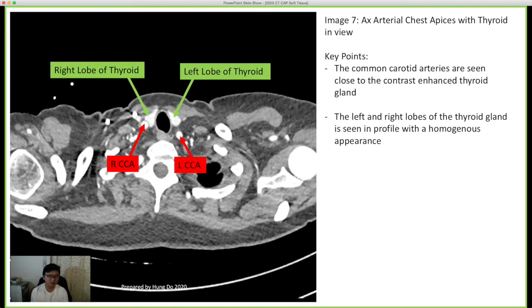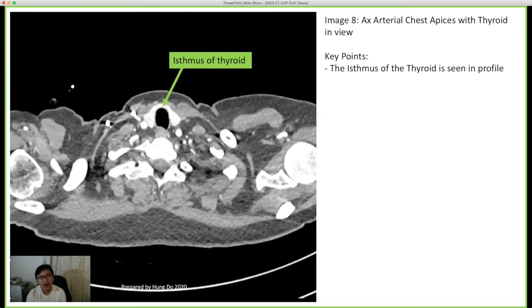So just be mindful of that. I encourage you throughout your working career to make sure that you learn about each other, the radiation therapists, nuclear medicine technologists, etc. So make sure that you can further your education as well. And there it is, the isthmus of the thyroid.